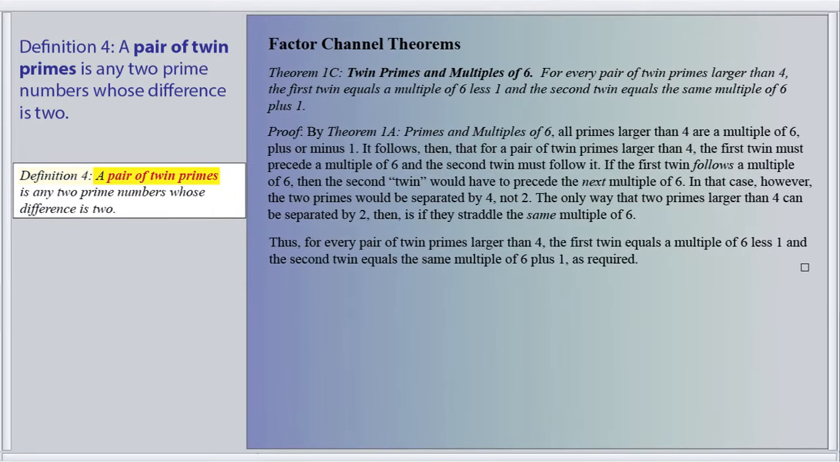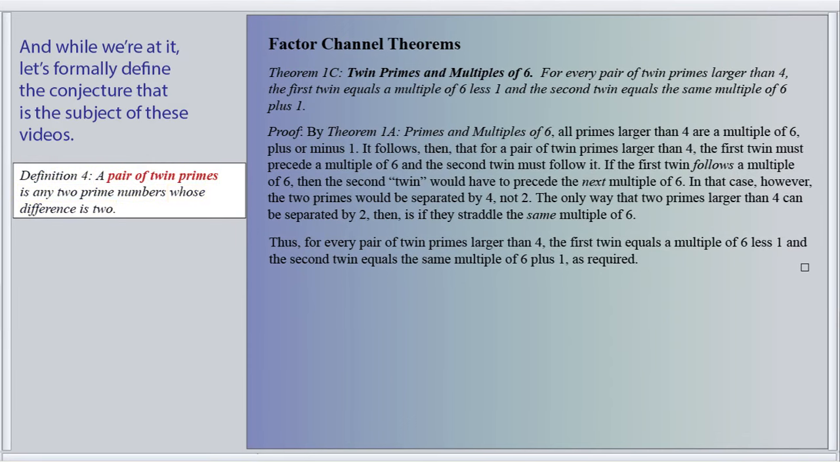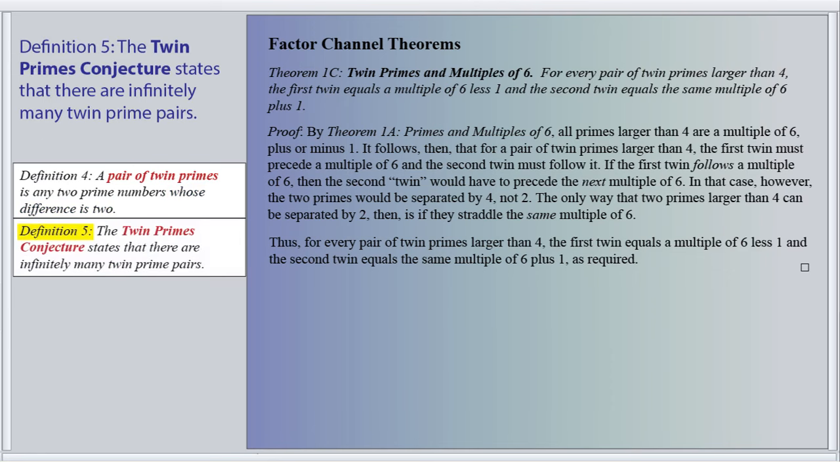Definition 4. A pair of twin primes is any two prime numbers whose difference is 2. And while we're at it, let's formally define the conjecture that is the subject of these videos. Definition 5. The Twin Primes Conjecture states that there are infinitely many twin prime pairs.